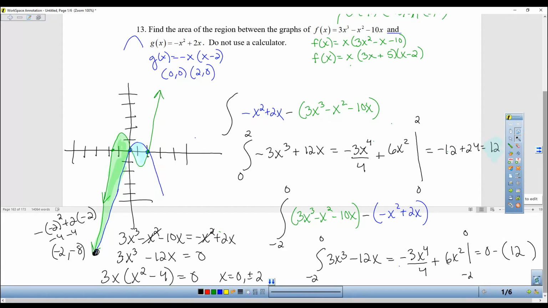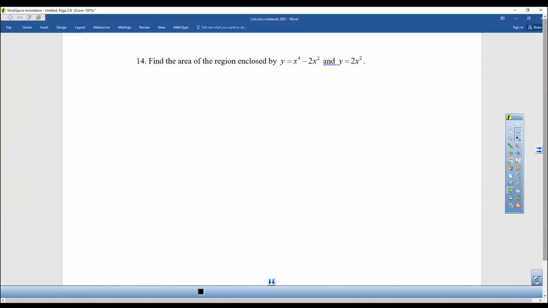So I get negative 12 for my answer, which is 12 for the green area. And if I put those two together, then my final answer is 24. So it's easy to miss that green section. Always make sure you draw a complete graph.